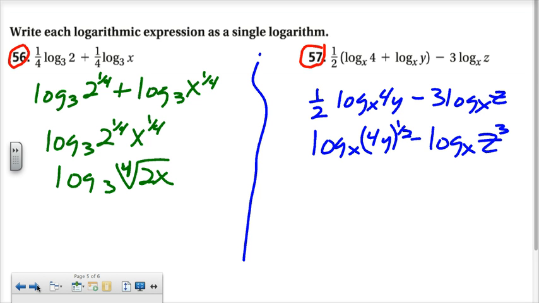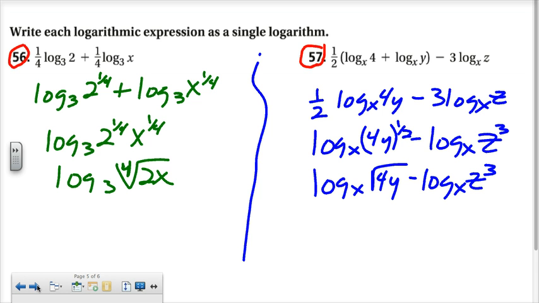Now, I notice I have a 1/2 power up there. And inside that 1/2 power, I have a 4, which is a perfect square. So I would take a second and say, you know what, that's the square root of 4y, to just get myself all settled in on what I have going on there. And the square root of 4 is going to be 2, so this is logarithm base x of 2 square roots of y minus logarithm base x of z to the 3rd.